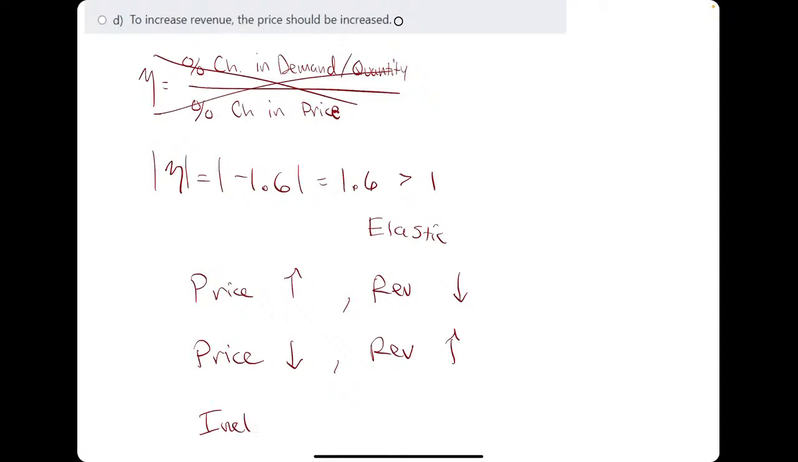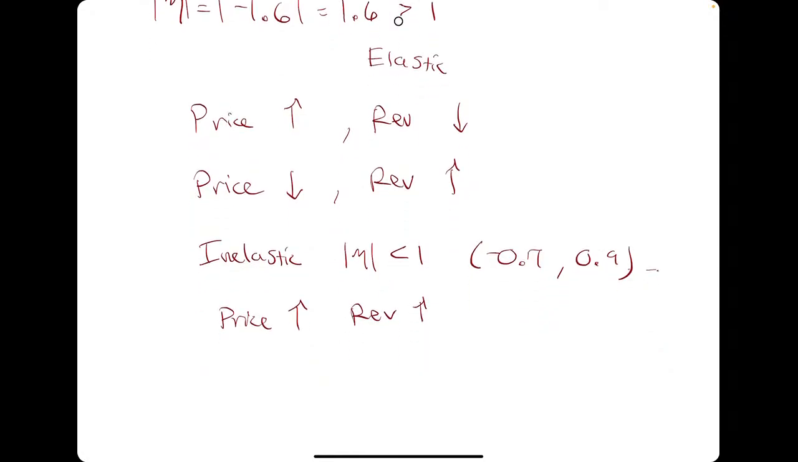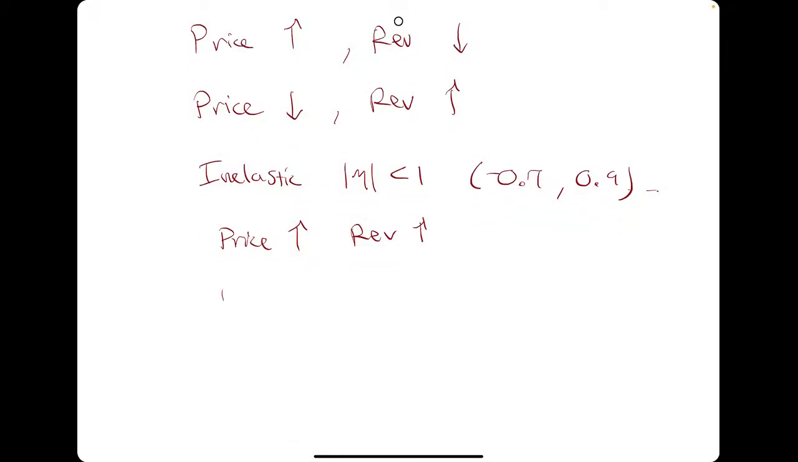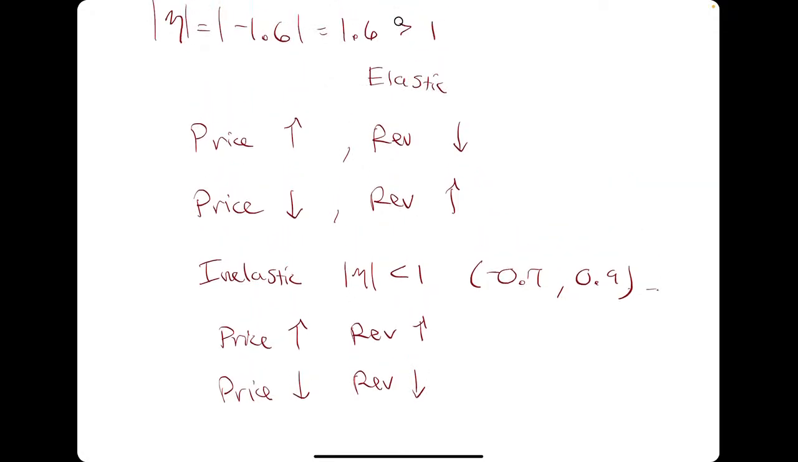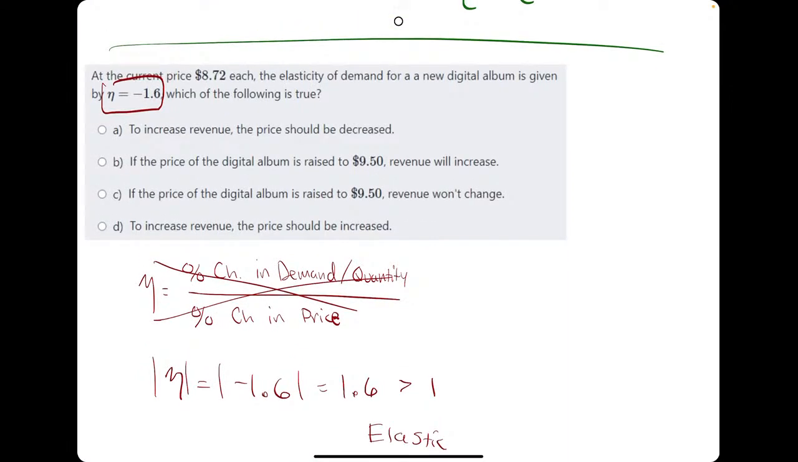If by chance we had an inelastic elasticity, which means the absolute value of n would be less than 1, so for example negative 0.7 or positive 0.9, etc., the price and revenue would go up and down simultaneously. So if the price goes up, revenue goes up. If the price goes down, revenue goes down. And so this is kind of the shortcut, I suppose. Using this, though, we could have calculated that as well. But that should be it.